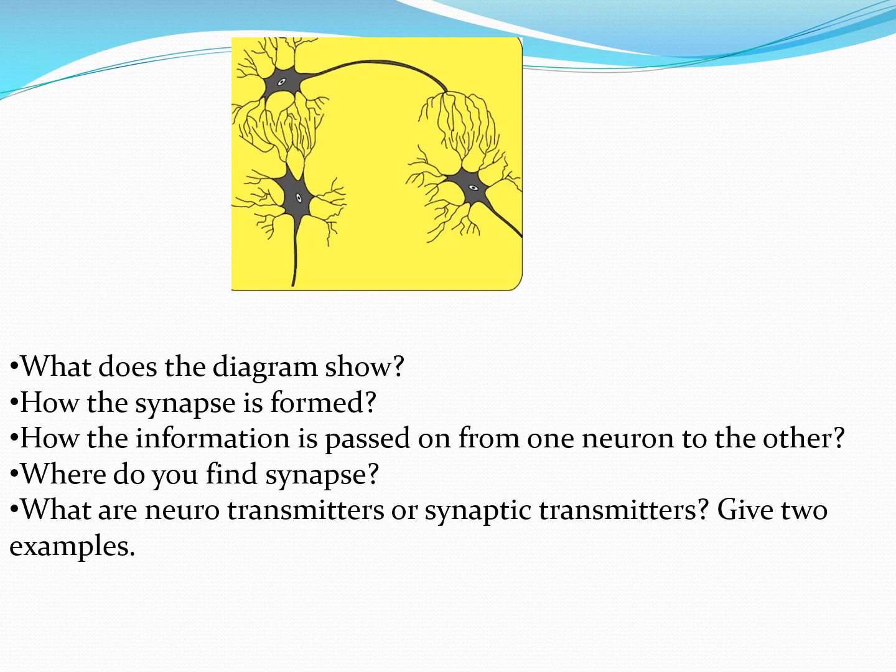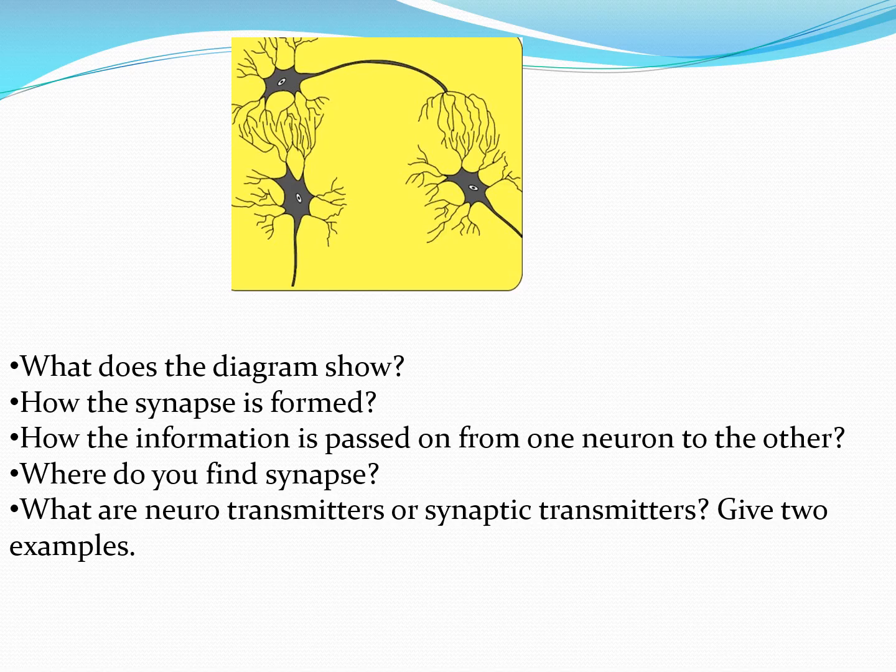Third question. How is the information passed on from one neuron to another neuron? That is through synaptic transmission or neurotransmission. Next question. Where do you find synapses? Synapses are mainly found in the brain, spinal cord and around the spinal cord.